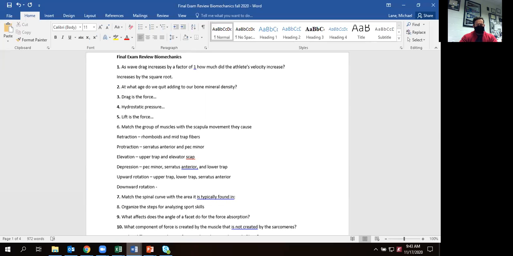Okay, there you go. Now remember again, that's going to be more of the rhomboids and the pec minor. However, Luke, you do have a point with the levator scapulae and the lat dorsi are going to be more of the minor movers there. But good job, guys. Way to work together.